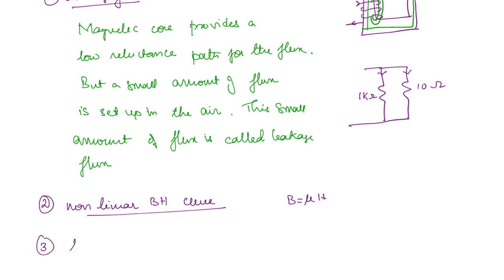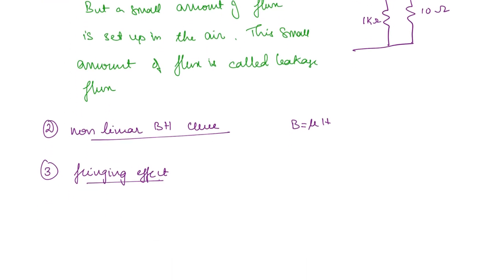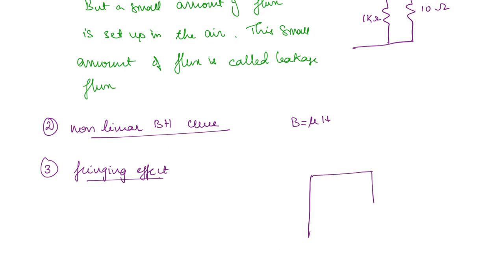And the third point is the fringing effect. This occurs whenever there is an air gap in the path of the flux. So that means we took the magnetic core like this, previously. Now we will have a small air gap here, and if there was no air gap, how would the flux lines have been? It would have been parallel lines like this. But now that there is an air gap, what is going to happen? The flux lines will bulge at the edge like this.